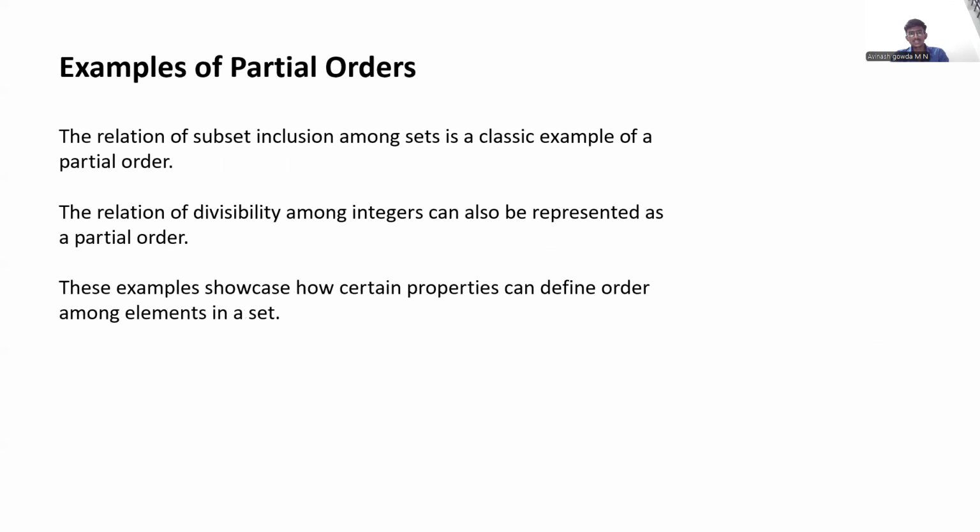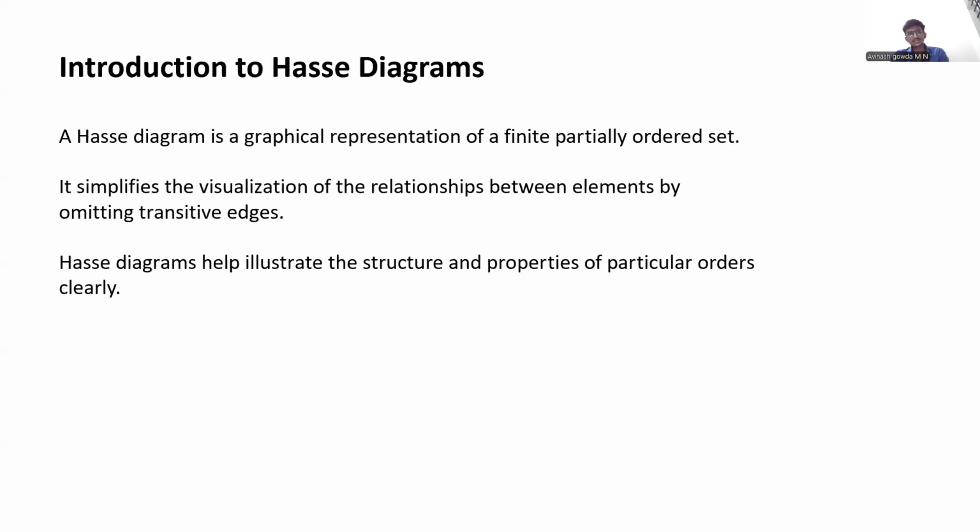And then, what are the examples of partial order? The relation of subset inclusion among sets is a classical example of a partial order. The relation of divisibility among integers can also be represented as a partial order. These examples showcase how certain properties can define order among elements in a set.